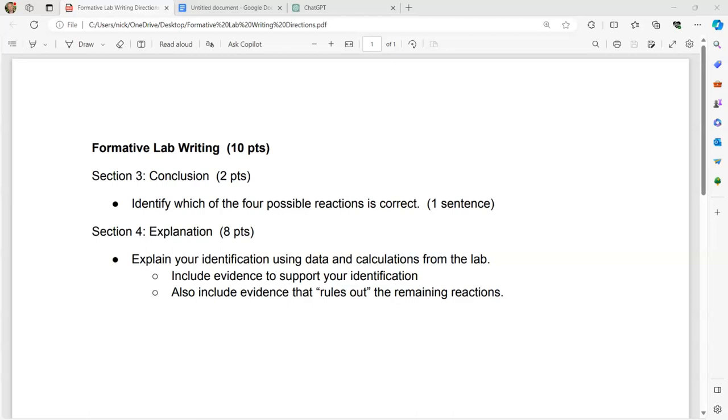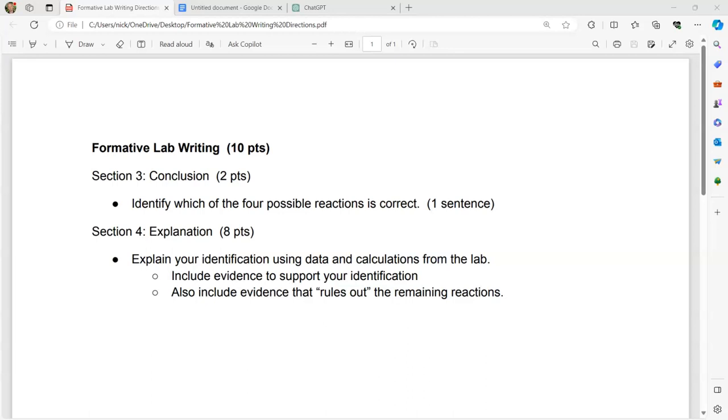In this video, we're going to go through the formative portion of the percent yield lab. In this part of the lab, we're going to be writing the conclusion and explanation. At this point, you need to have all of the calculations done because you're going to be looking at your data and interpreting it. So if you have not done the calculations yet, go back and finish the calculations and then come back to this video.